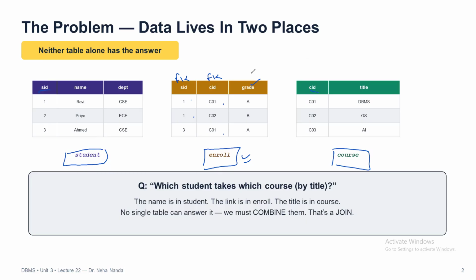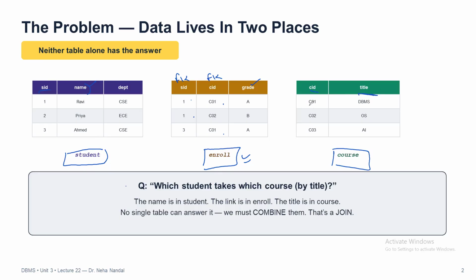Now look at the question: which student takes which course? By title we have to tell. How will we solve this query with the help of MySQL syntax? The name is available in the student table. The link, which student takes which course, is available in the enroll table. And the title is available in the course table. So no single table can answer this question. We must combine them, and here we use joins.